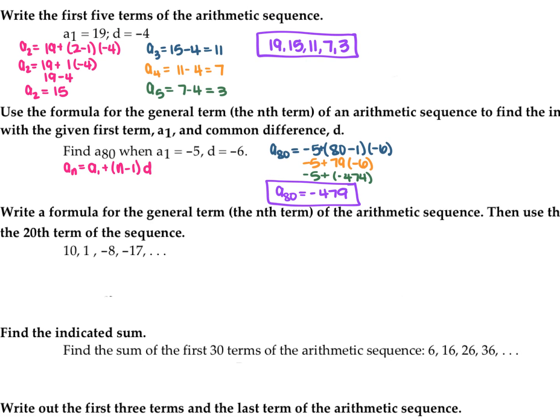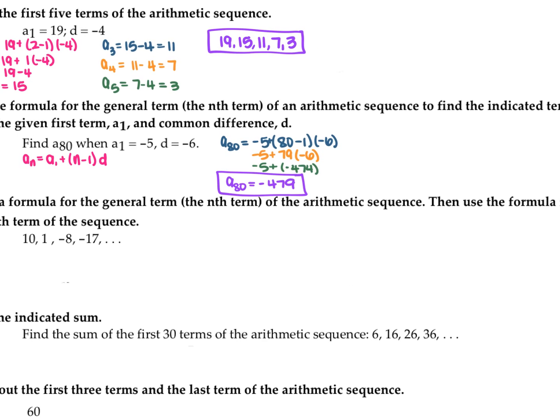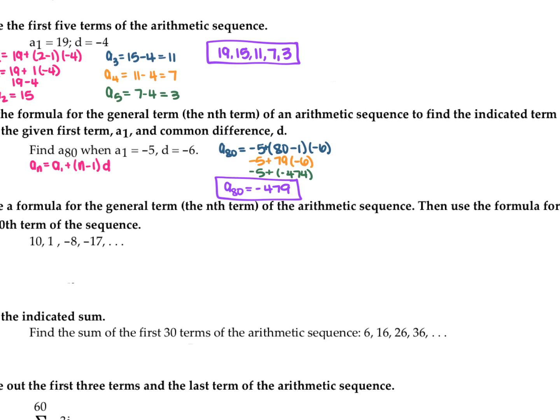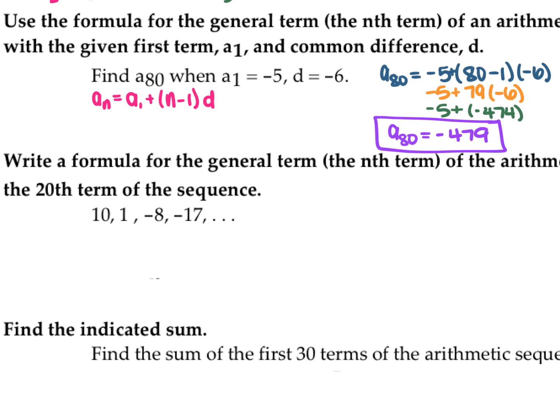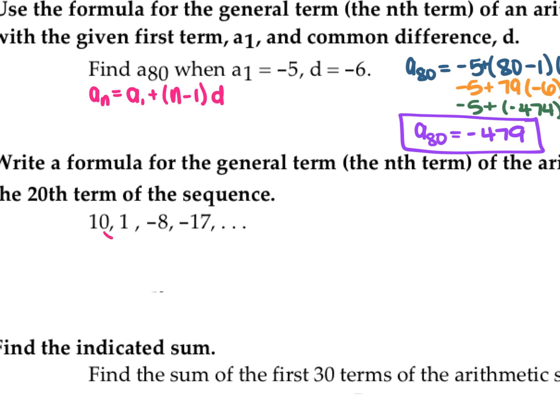For number 12, you're finding the formula for the general term or the nth term of the arithmetic sequence. From there, you are using that formula to find a sub 20, which is the 20th term of the sequence. So to first find this formula, you have to find d. From 10 to 1, we subtract 9. From 1 to -8, we subtract 9. From -8 to -19, we subtract 9. So that means d is equal to -9.